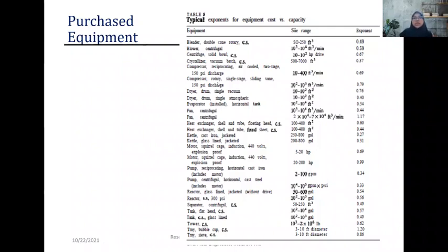These are the typical exponents for equipment cost versus capacity. We have the list of equipment such as blender, blower, centrifuge, crystallizer, and so on. This is the size range, so you refer to what kind of equipment. For example, if your equipment is a shell and tube heat exchanger, ensure it is within the same range, and then you can choose the exponent of 0.60.